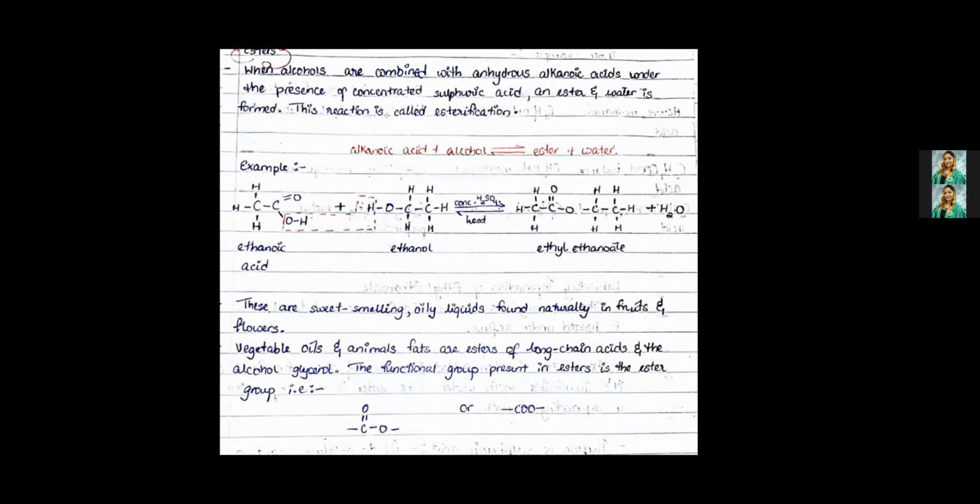So like you see in the little general equation, right? You would see that the arrow here is reversible because you could take your ester and water and break it back down to alcohol and acid. Or you could add your alcohol and your acid and you get your ester and your water. So for example, I have ethanoic acid and ethanol. With the concentrated sulfuric acid and heat, you get your ester, right?